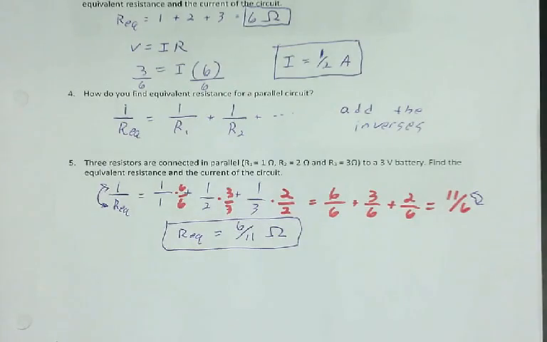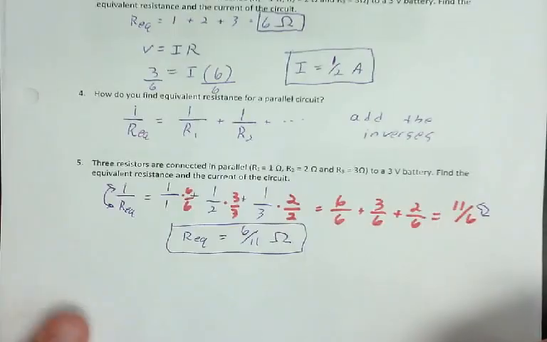So all you have to do is flip it. That makes it so much easier than having to do it on your calculator. All you do is just flip the top and the bottom, you're done. So that's the equivalent resistance.